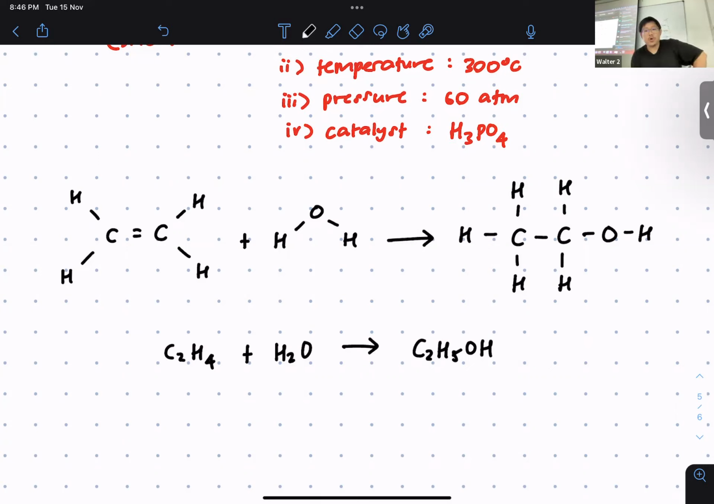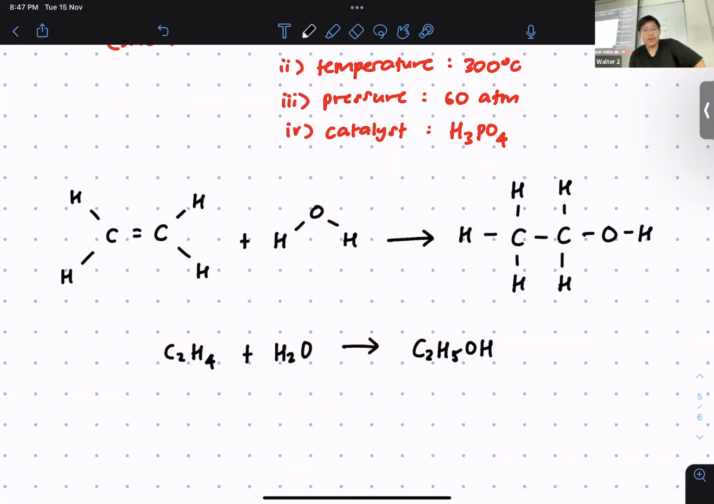Of course, we always prefer to use fermentation over the chemical method, because the chemical method is very expensive. You have to produce ethene first, then get water, combine them together, especially because you need to use a catalyst like H3PO4. You need to maintain the pressure at 60 atm, temperature of 300 degrees Celsius, all those things. All those require cost. So of course, it's more expensive.